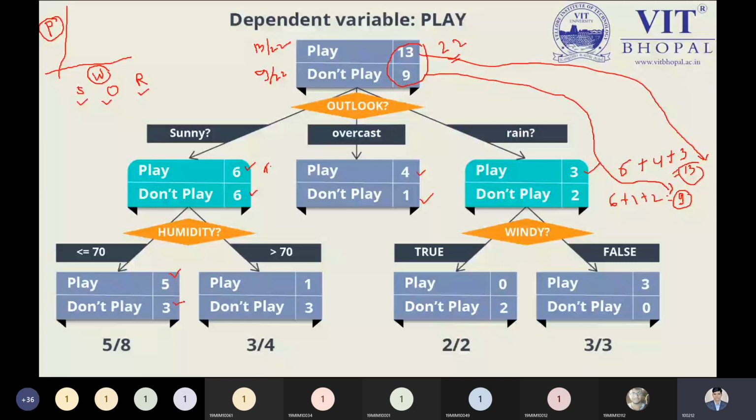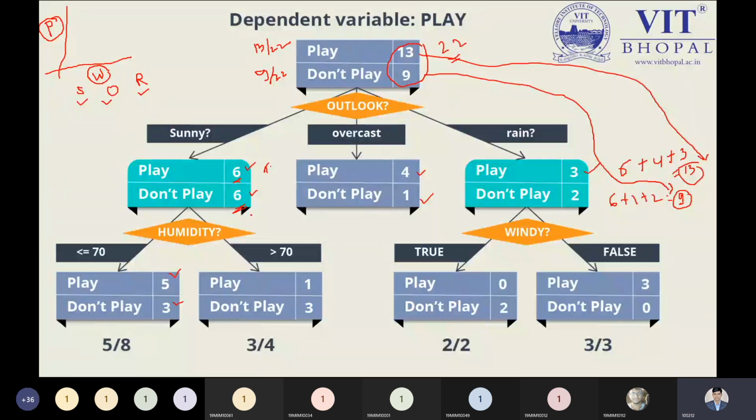So from the 6 people, only 5 people are ready to play the game if humidity is less than 70. And if humidity is less than 70, then among the 6 people from this point, we will see on this point. So only 5 people are ready to play the game, and the don't-play people we have is three.